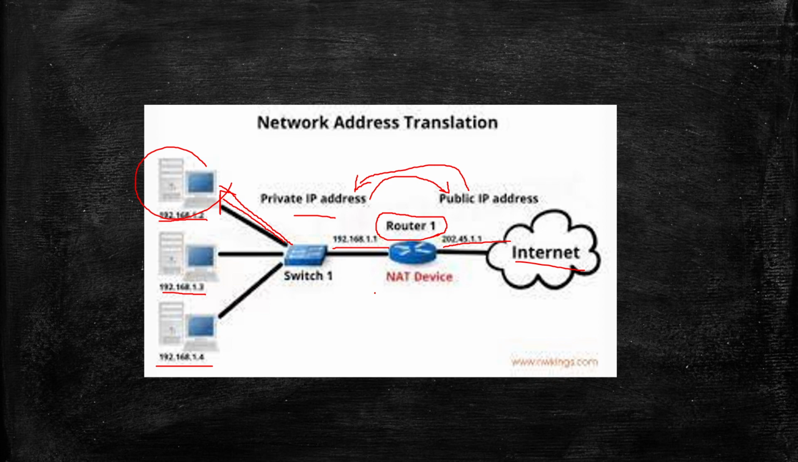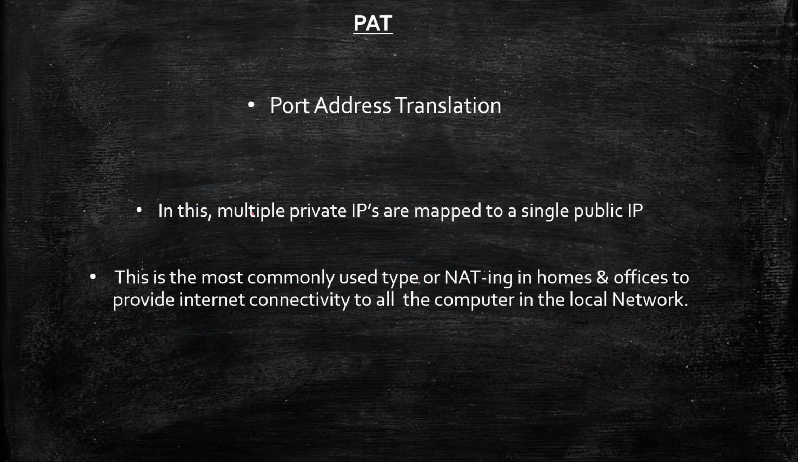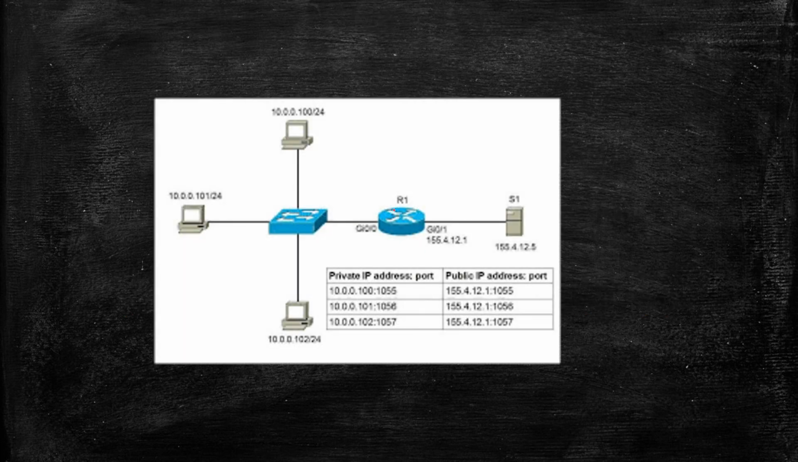So let's go on to port address translation. In this, multiple private IPs are mapped to a single public IP. This is the most commonly used type of NAT in homes or offices to provide internet connectivity to all the computers in the local network.